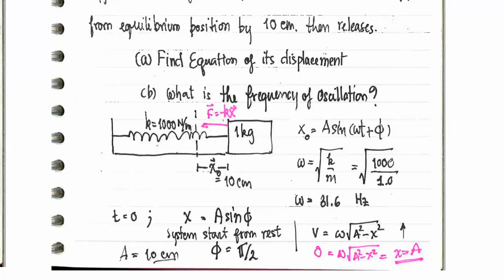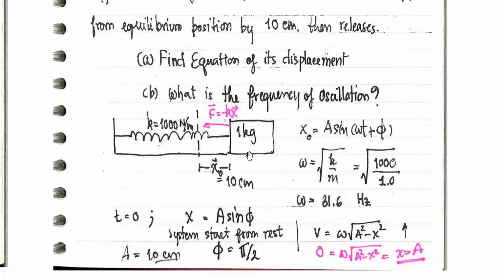So our displacement at the beginning, 10 centimeters, becomes our amplitude. When t equals 0, we get x equals A sine phi, and x is 10 and A is also 10, so sine phi is 1. So the phase angle is pi over 2, or 90 degrees. So the actual answer for this is that x equals A cosine omega t.